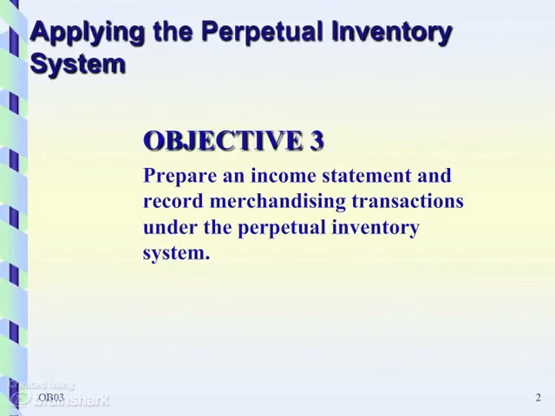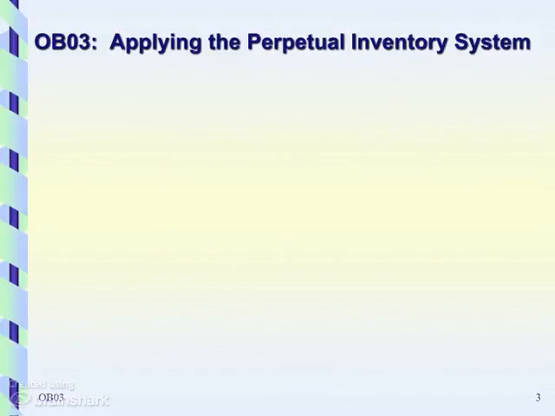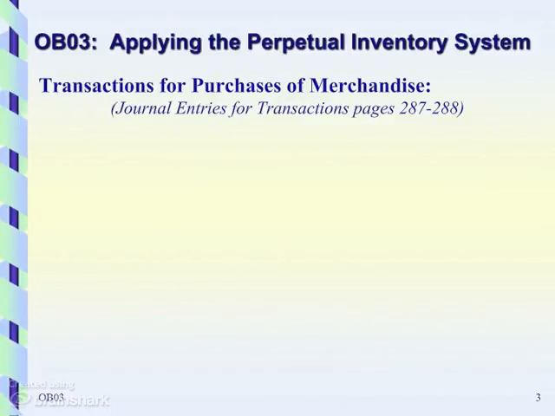In objective 3, we are going to learn about how to prepare an income statement and record merchandising transactions under a perpetual inventory system. If you wish to follow along with your textbook, you can look at the transaction entries on pages 287 and 288.